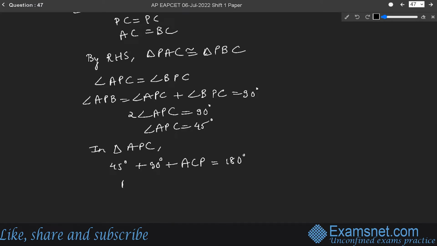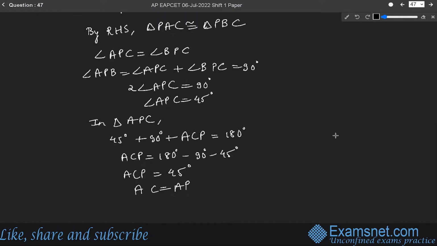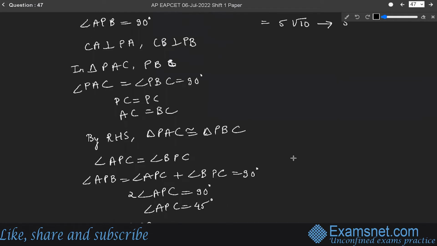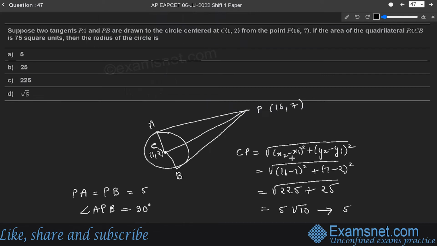So ACP will be equal to 180 degrees minus 90 degrees minus 45 degrees. So ACP will be equal to 45 degrees. Since ACP is 45 degrees and APC is 45 degrees, therefore we can say that AC is equal to AP, and we know that AP is 5. So we can say that AC, which is the radius, is also 5 units. So the radius of the given circle is 5. Hence option A is the correct option for this question.